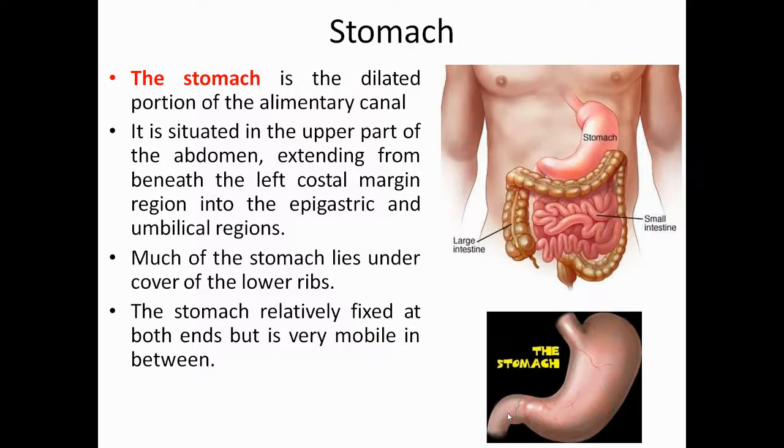Stomach is the dilated portion of the alimentary canal and it is situated in the upper part of the abdomen, extending from beneath the left costal margin region into the epigastric and umbilical regions. Much of the stomach lies under cover of the lower ribs. The stomach is relatively fixed at both ends but is very mobile in between.